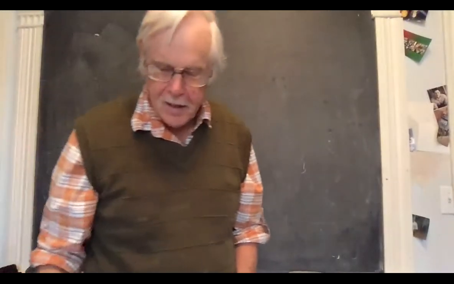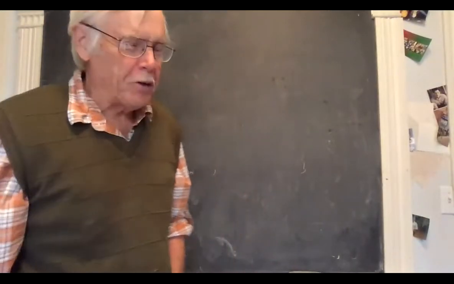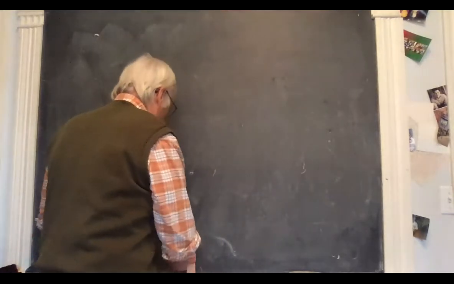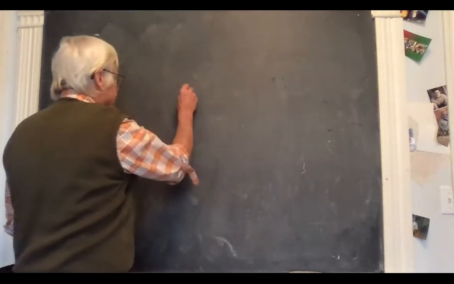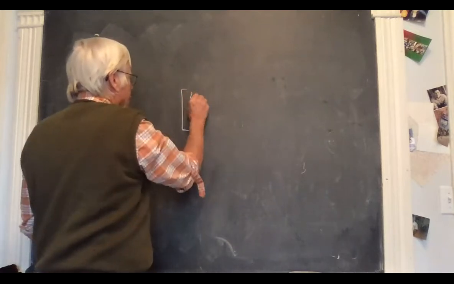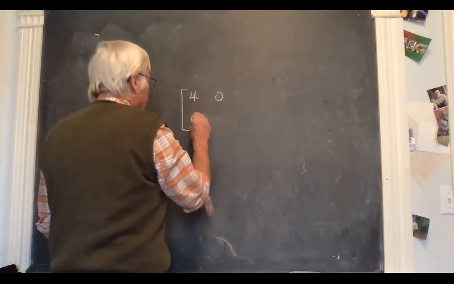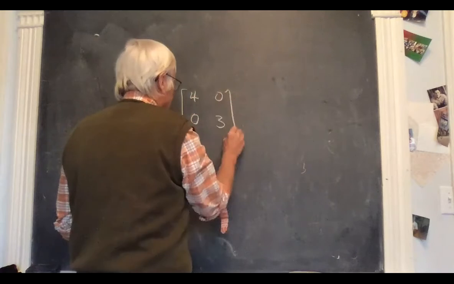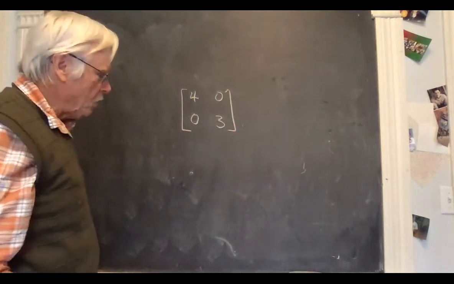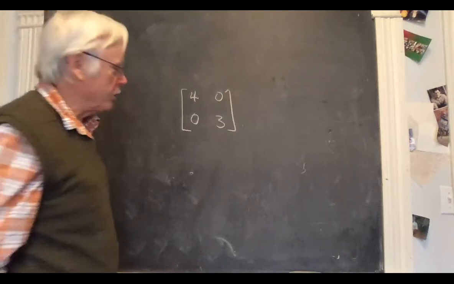Today I'd like to take a look at what we're going to do with these eigenvalues and eigenvectors. As a first step, let me just look at a diagonal matrix. Let's make this 4, 0, 0, 3. So here is a diagonal matrix. What is this matrix geometrically?